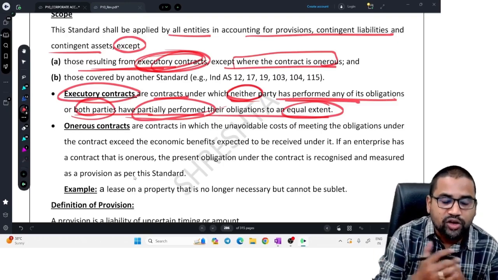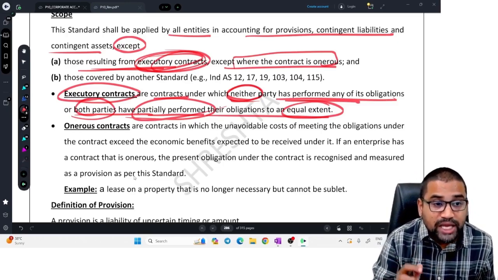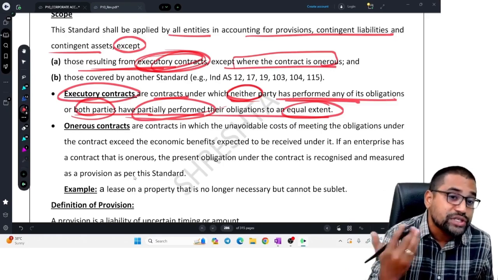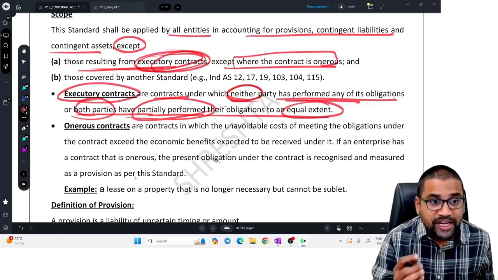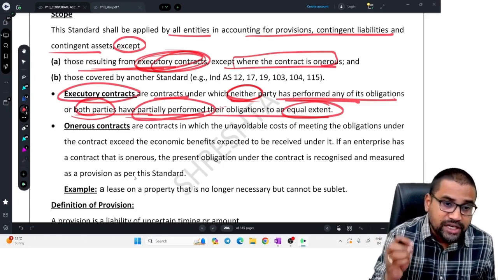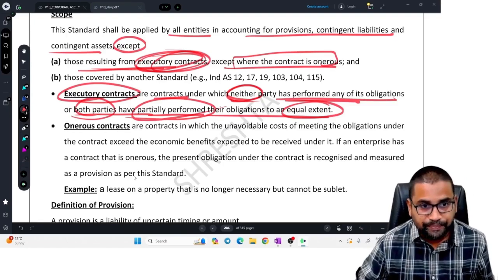What is a contract onerous in nature? The unavoidable cost of meeting the obligations under the contract exceeds the economic benefits which we are going to receive from it. If an enterprise has a contract that is onerous, the present obligation under the contract is recognized and measured as a provision under this standard.